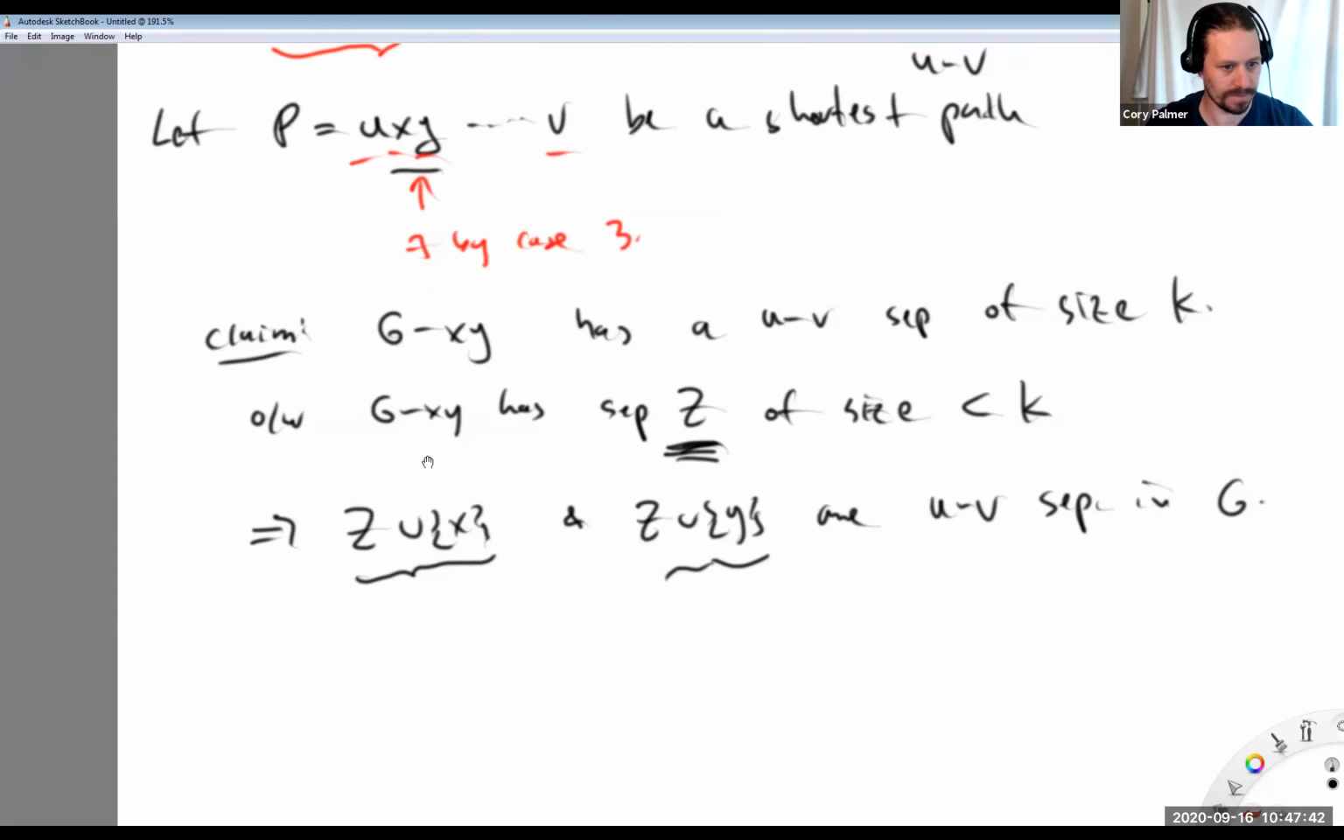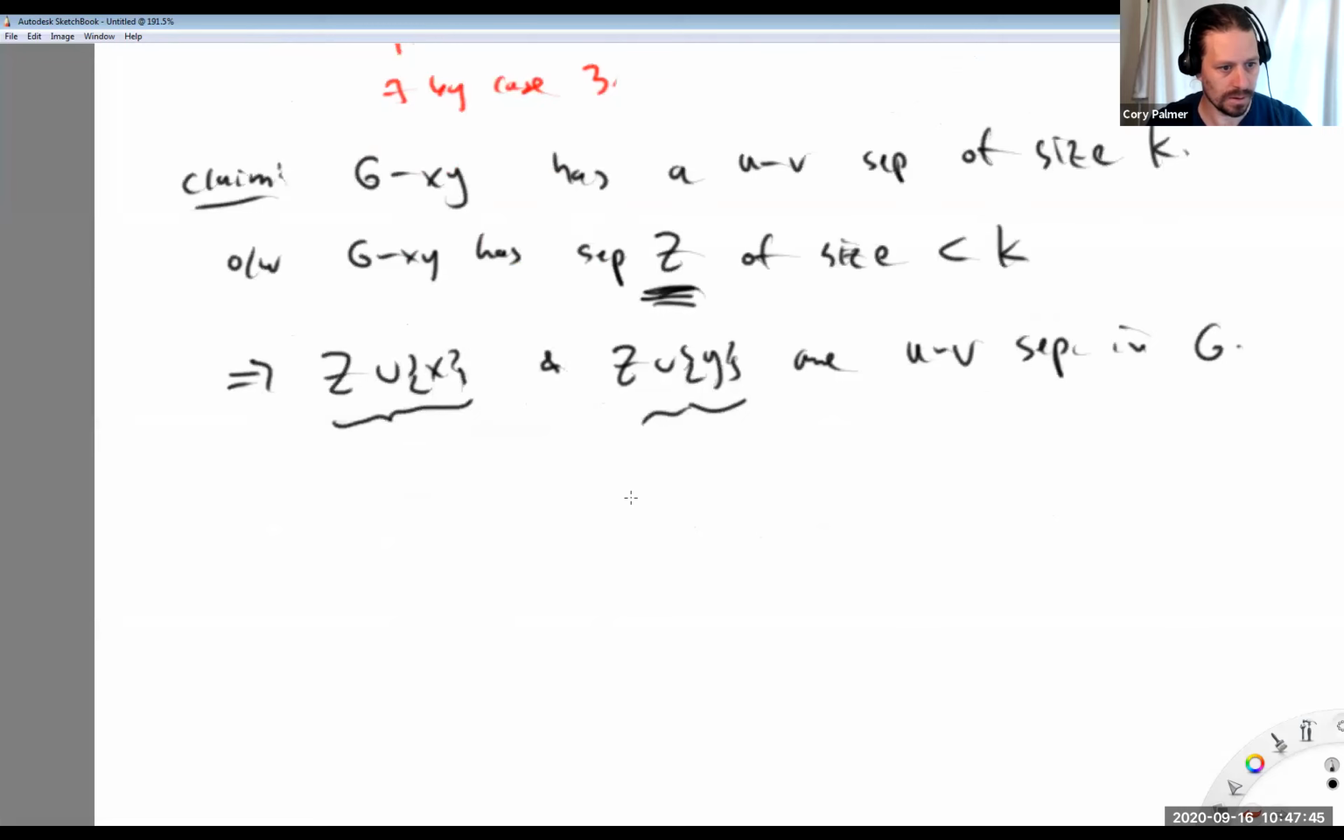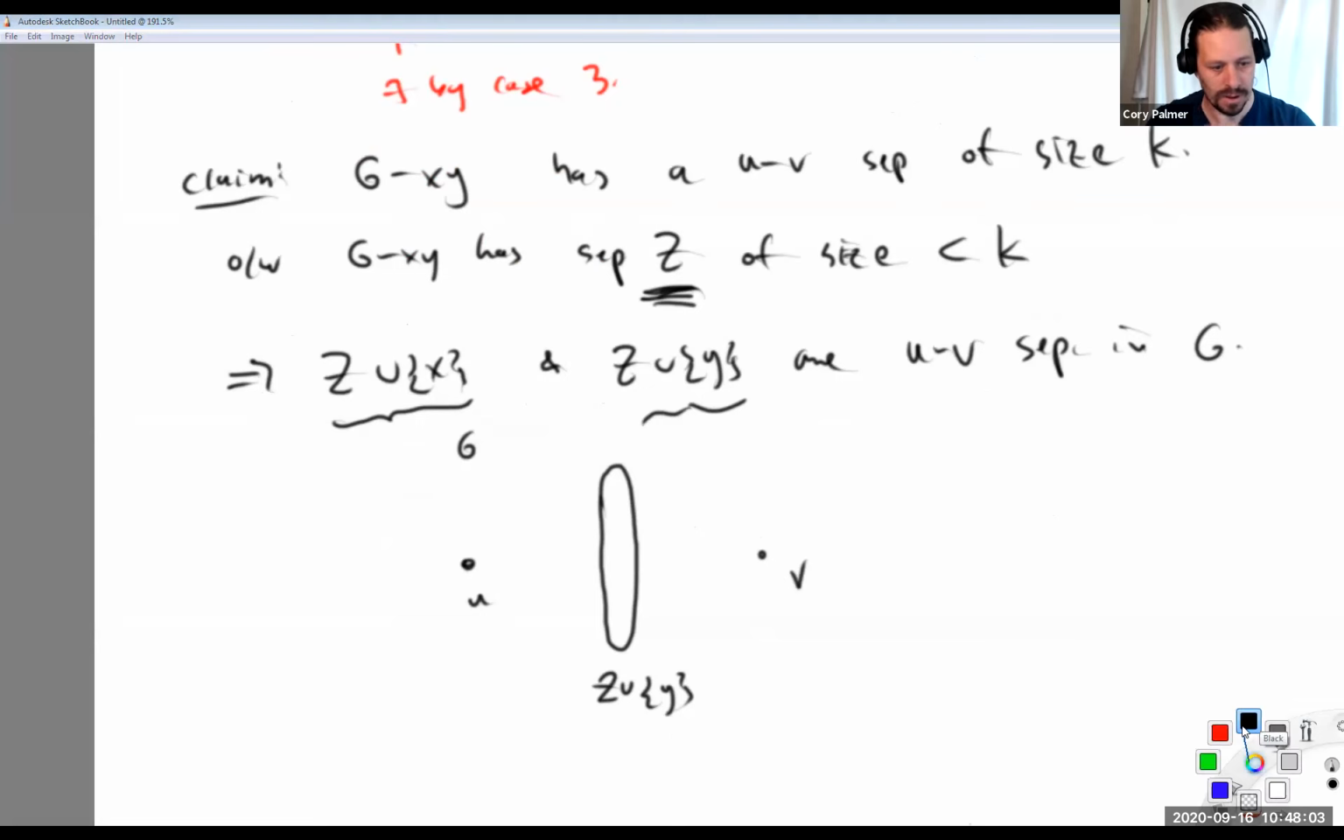So now let's draw the picture here. Here, this is Z union Y in G again. So here's G, and here's U, and here's V. This is a different separator than the original separator X or S or whatever I called it. What do I know about separators in this graph? We're in case 3, so not just some separator, but every single separator has the property that either U is adjacent to everything or V is adjacent to everything. I don't know which one in general, but in this case, I do know, okay?